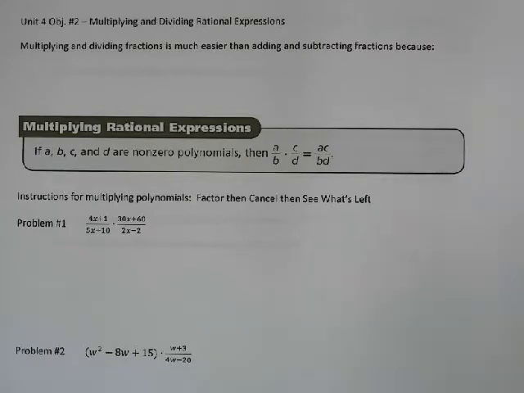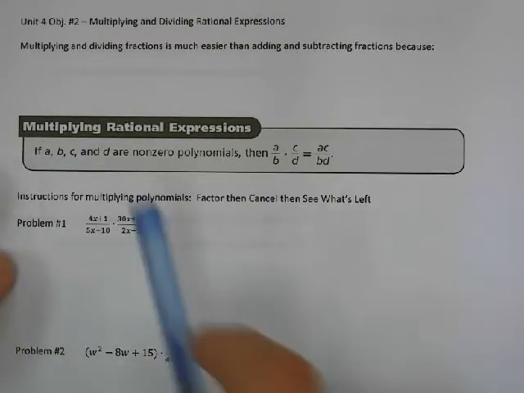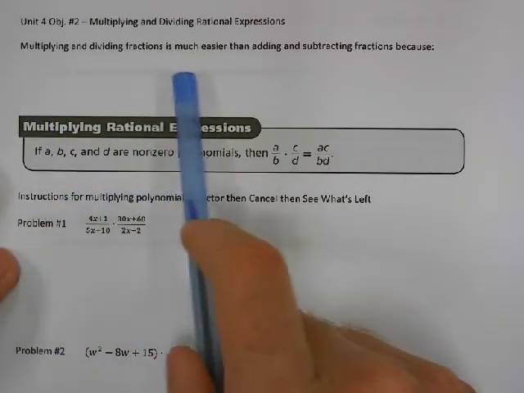All right, here we have Unit 4, Objective 2, Multiplying and Dividing Rational Expressions. You're going to see that this is very similar to Objective 1. Mostly what we're doing here is just factoring things and reducing. There's just going to be a couple extra parts because there's going to be two fractions now involved that we're either multiplying or dividing.